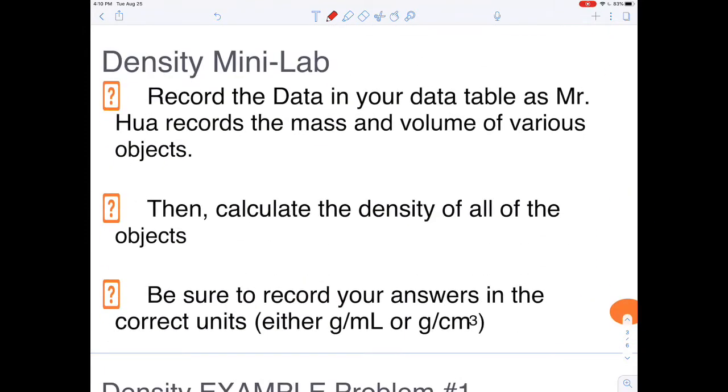Okay, you're going to do a little mini lab next. So if you want to switch the video to do the mini lab, make sure you record all the data and fill in that table calculating the density. It's simply mass divided by the volume.